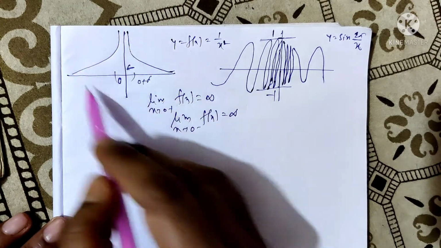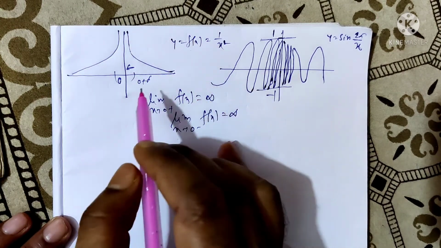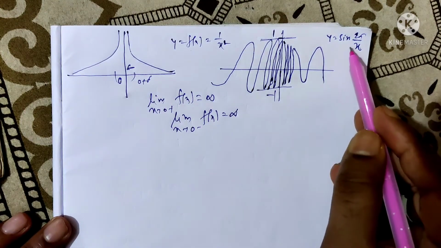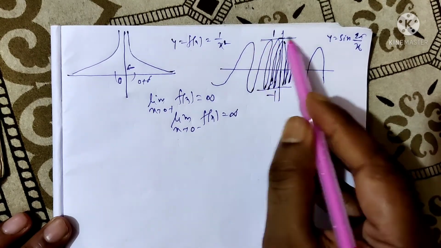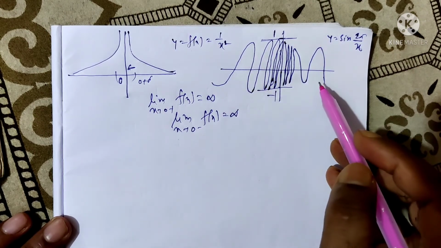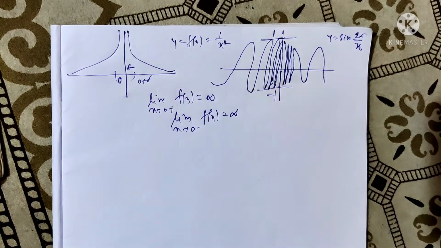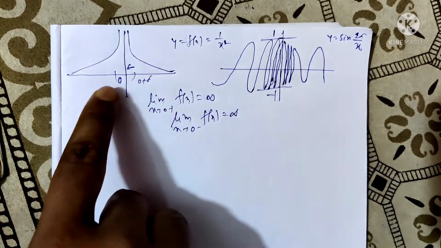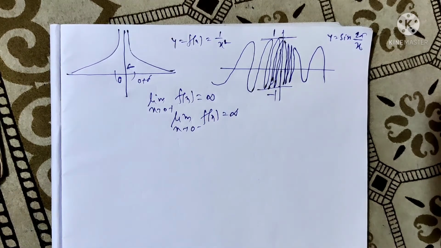So this function is a discontinuous function with infinite discontinuity at x equals 0. In the function y equals sin(2 pi/x), it is a highly oscillatory function that oscillates between plus 1 and minus 1. So this type of discontinuity is called finite oscillatory discontinuity. Both types are obviously second kind discontinuities: the oscillatory discontinuity of finite oscillation, and the oscillatory discontinuity with infinite oscillation, or infinite discontinuity.